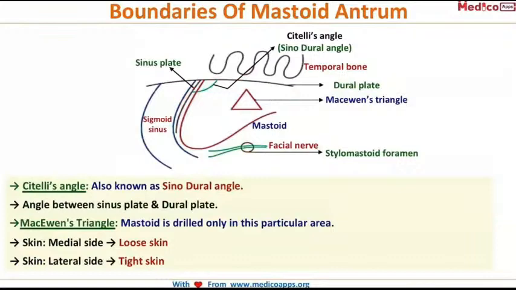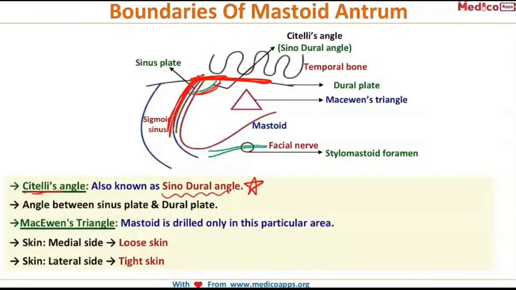Now, what is Citelli's triangle? It is also known as Sino Dural angle. You can see here the Sino Dural angle. It is the angle between the sinus plate and the dural plate. Okay, that is easily seen from the diagram. It is the angle between the sinus plate and the dural plate. This is known as Sino Dural angle.